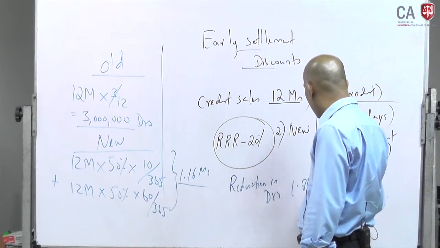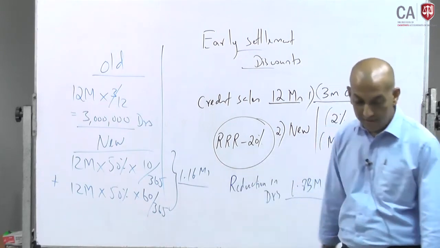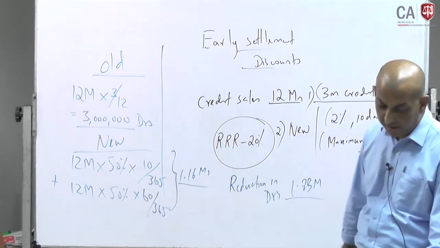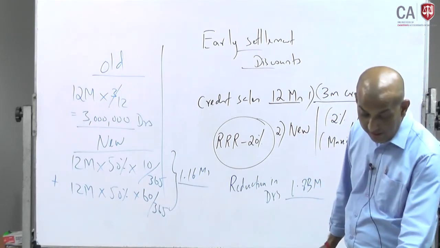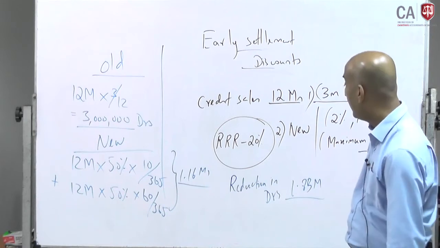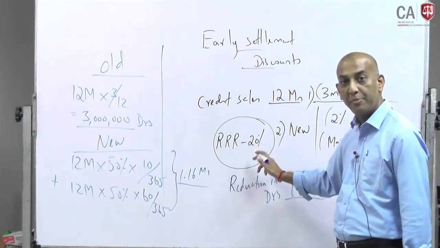1.83 million. Reduction in debtors 1.8 million. So the investor wanted 20% return on their investment.